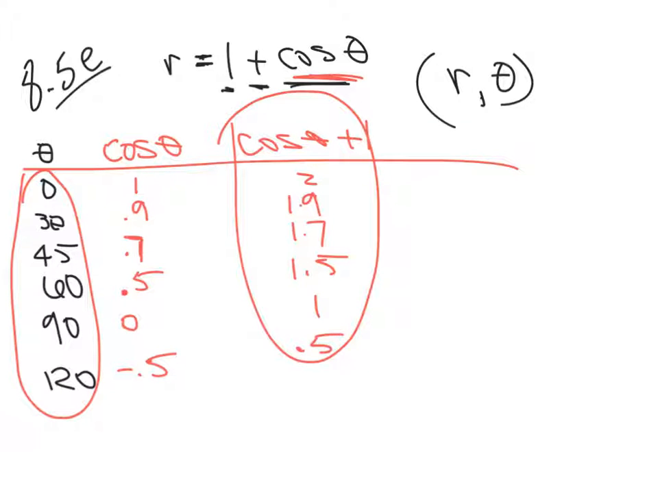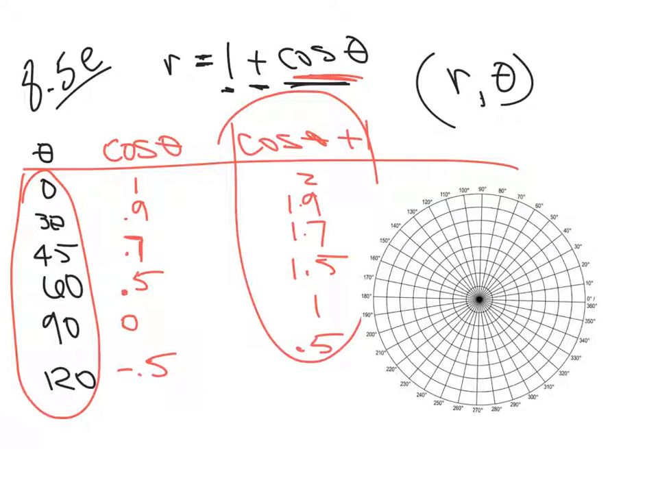So if I go and get my graph, let's go ahead and graph these. So 0 and 2. At the point 0 degrees and 2, I'm about right there. It's going to be a little bit hard because it's so small, but there's my 0 degrees and my 2 long. Now I've got a 30 degree, and it's 1.9 long.